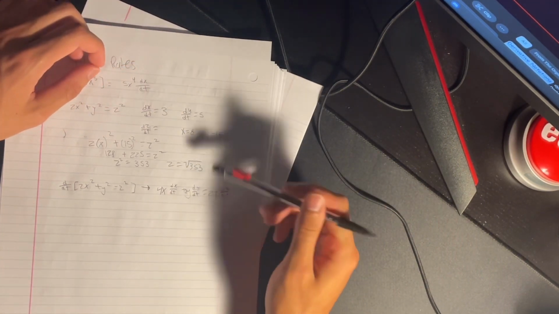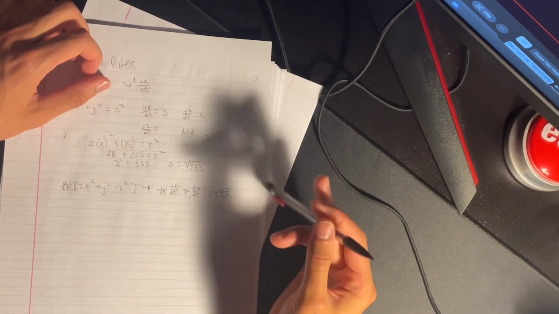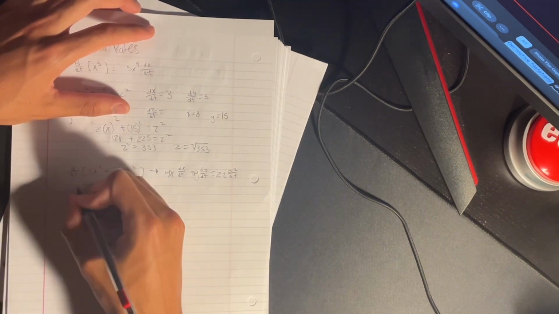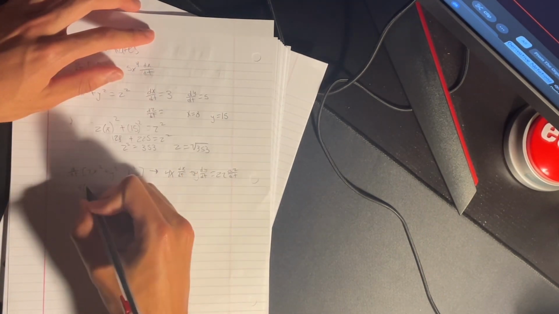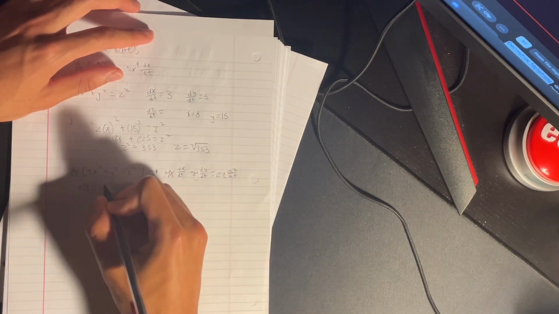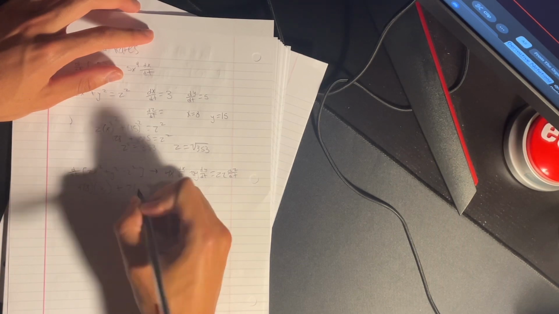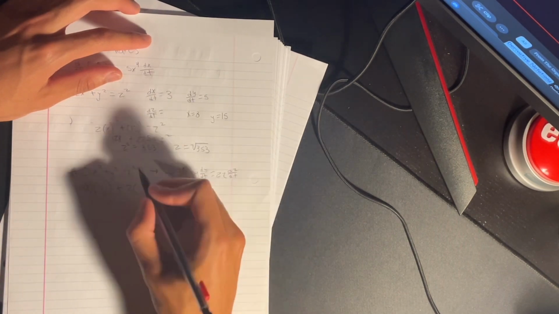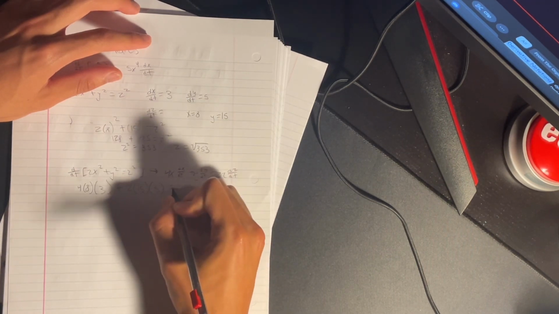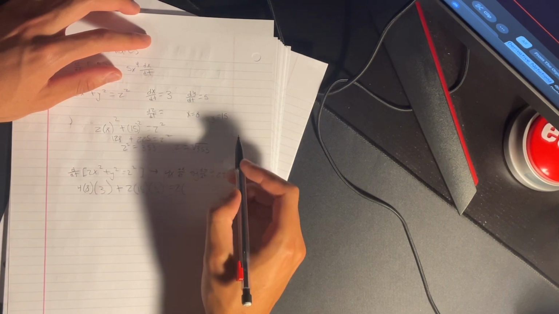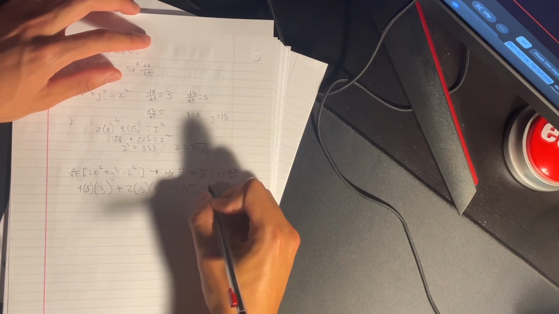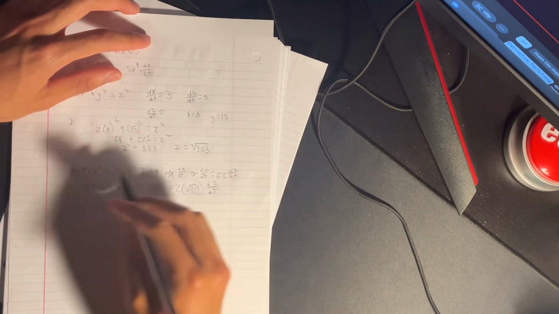And now, since we have all these values except dz dt, we can plug everything in and solve for dz dt. So 4 times x, which is 8, times dx dt, which is 3, plus 2 times 15 times 5 equals 2 times the square root of 353 times dz dt. So let me multiply all this out.